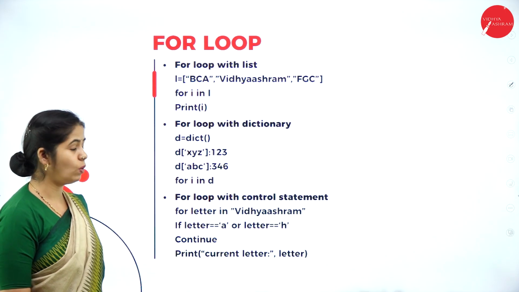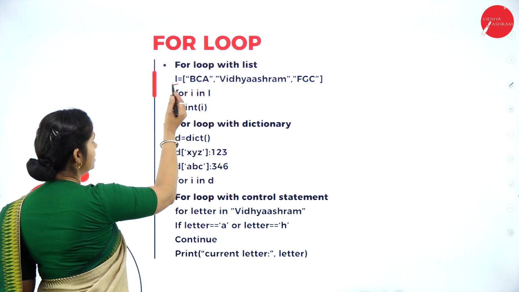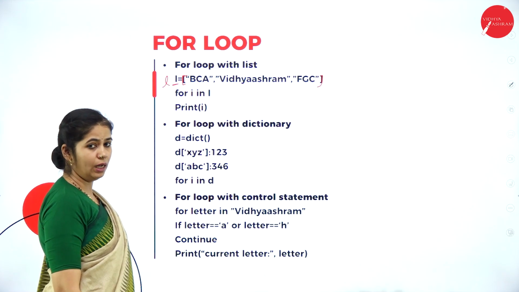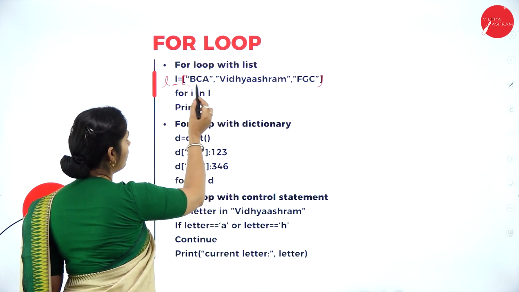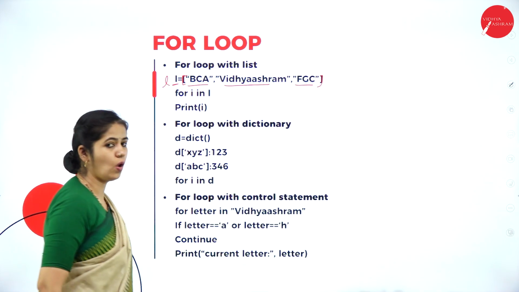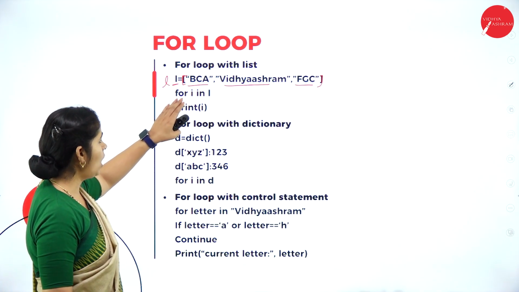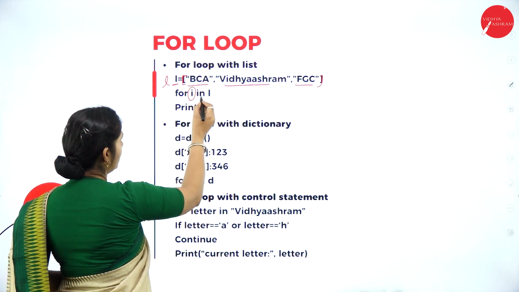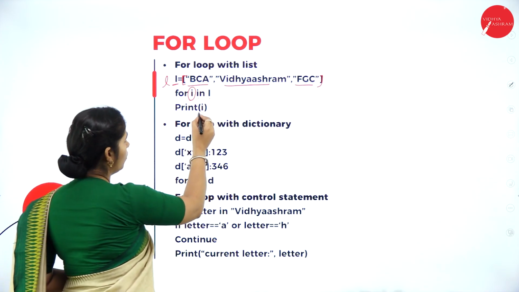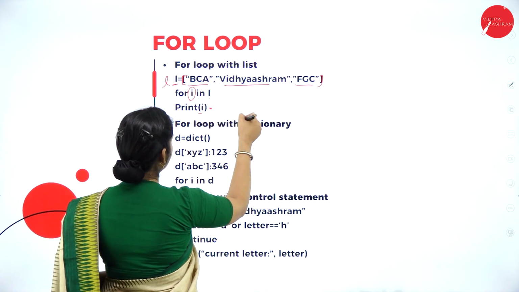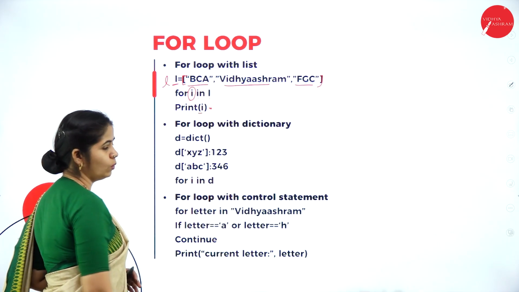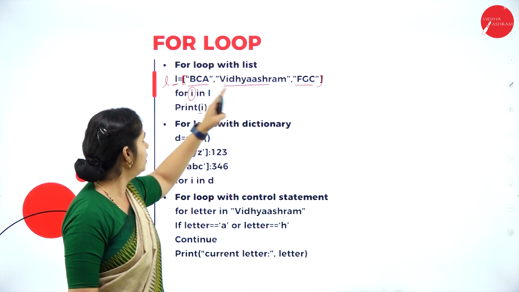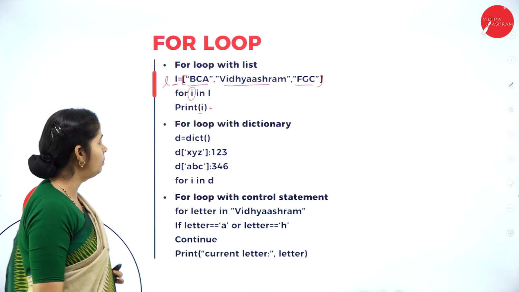These are the examples we have for the for loop. Here L is a list. Yes, if we are enclosing with square brackets, it is a list, separated with commas. We have B.Ca Vidhyaashram first grade college, FGC. So print, how many times do I want to print this? As many times as i in L. What is i? We are going to give the value for i. So those many times it will repeat the same loop. All the elements of this particular list will be printed.